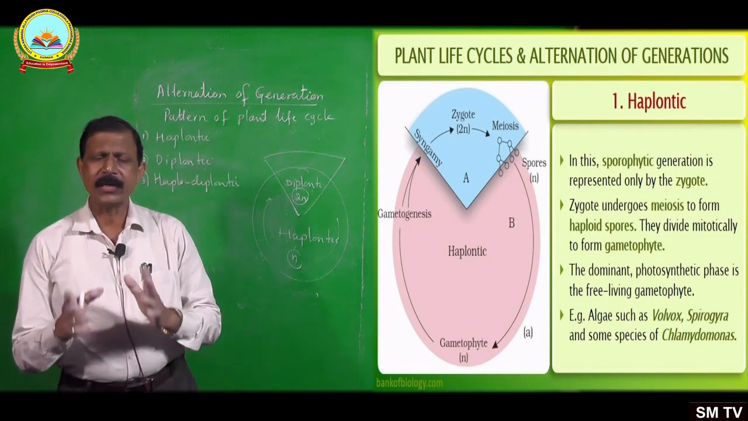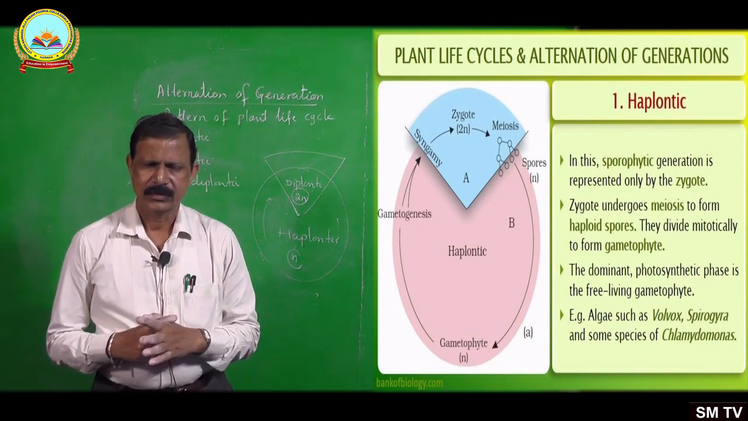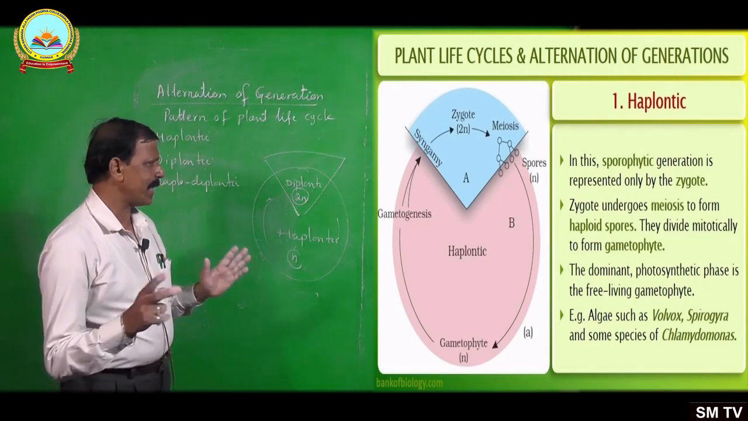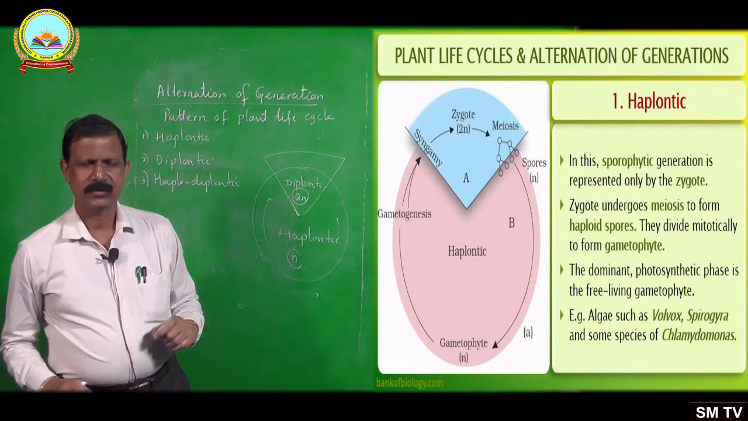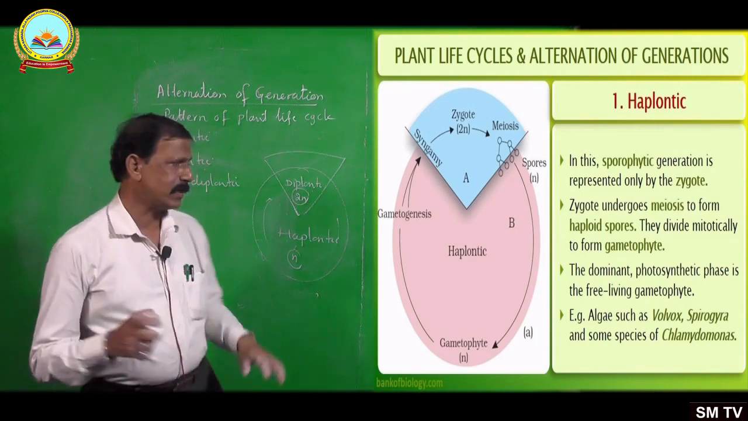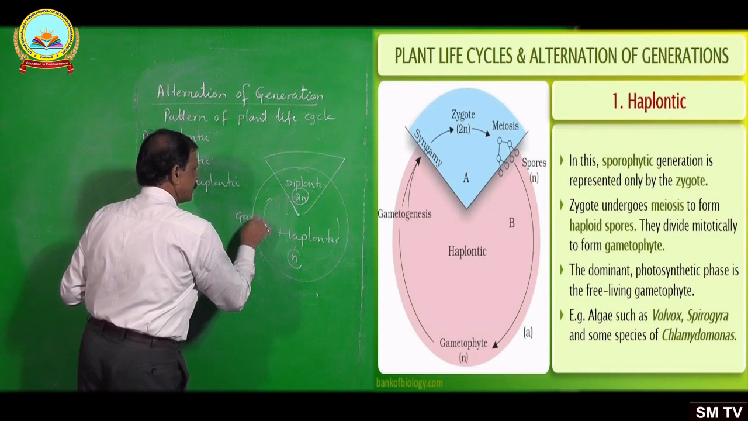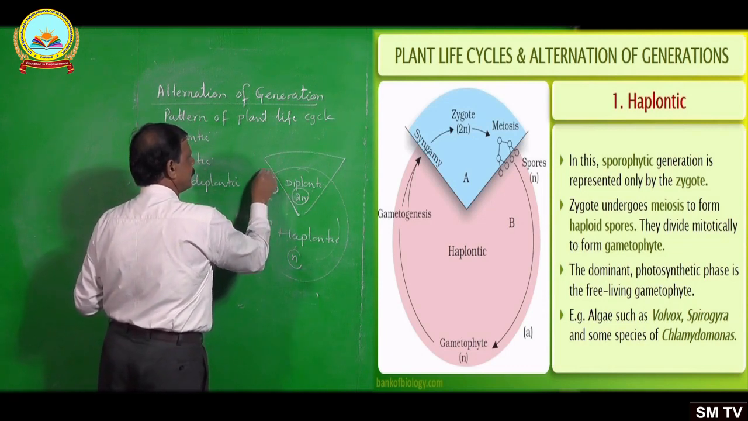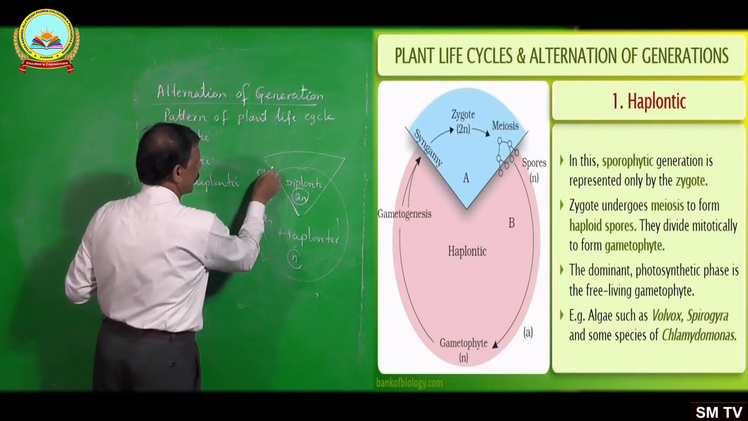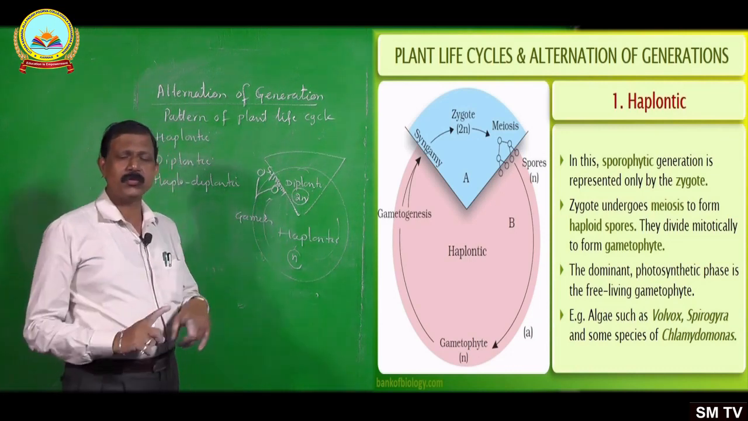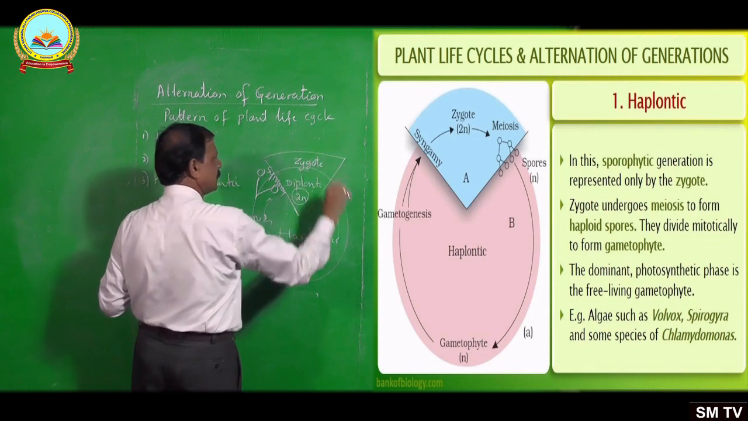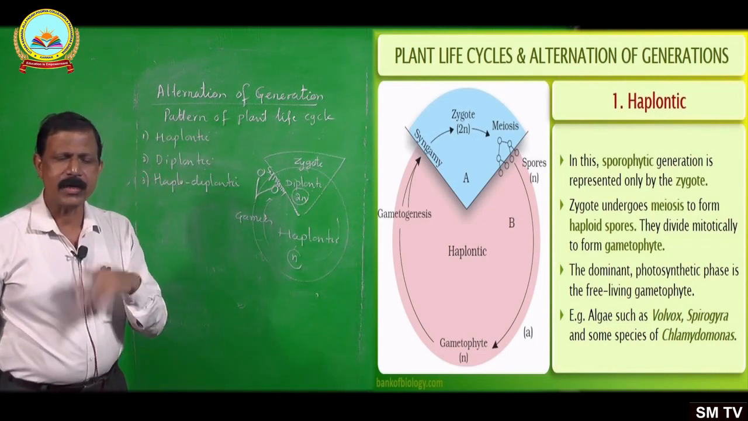In the haplontic life cycle, the gametophyte is the plant body, and this gametophyte produces gametes by the process called gametogenesis. When the male gamete and the female gamete undergo syngamy, which means fusion of male and female, it results in the formation of the zygote. You can see zygote formation on the screen.